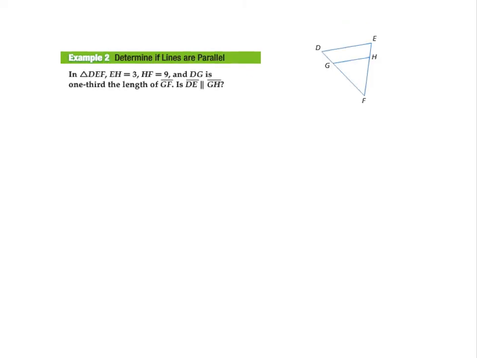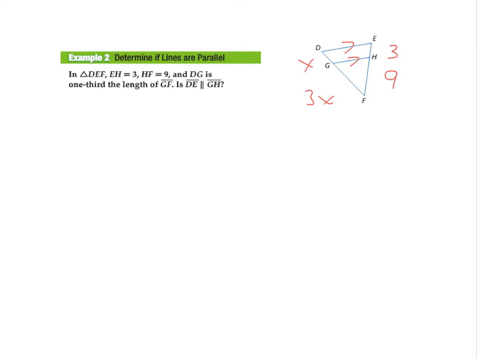Determine if lines are parallel. In triangle DEF, EH is 3, so this little guy right here is 3. HF is 9. DG is 1/3 the length of GF. So let's call this X and 3X. Is DE parallel to GH? That's what we're trying to find.